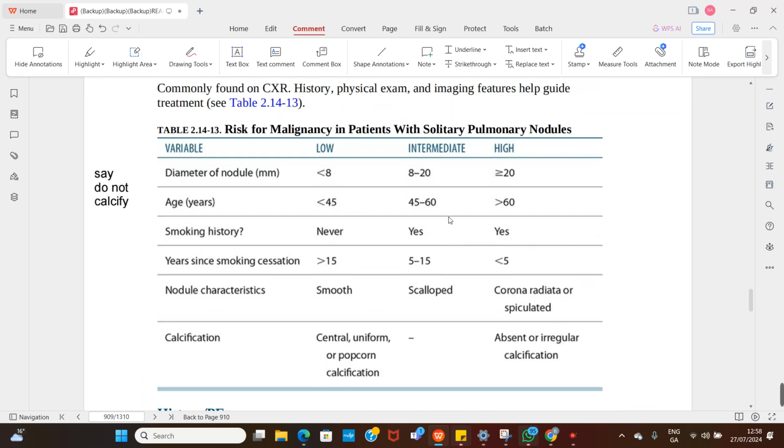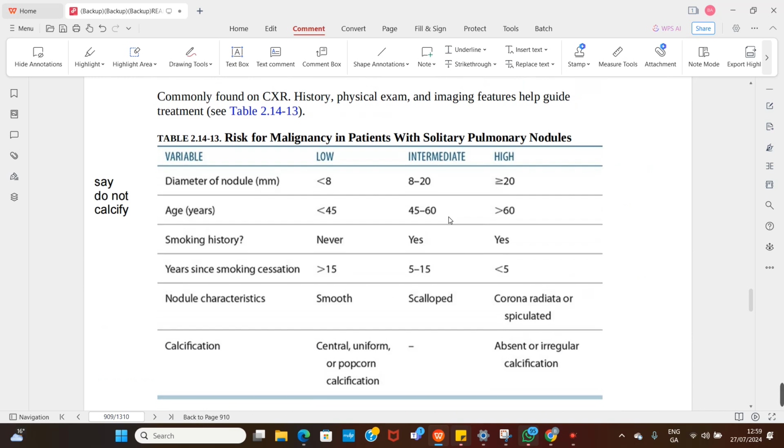This is where the mnemonic "Say do not calcify" comes into play. Say do not calcify. The S is talking about smoking. Are you a smoker? You want to have that. If the person is never a smoker, it falls under the low category, low risk for malignancy. If the person is a smoker, it falls under intermediate and high.